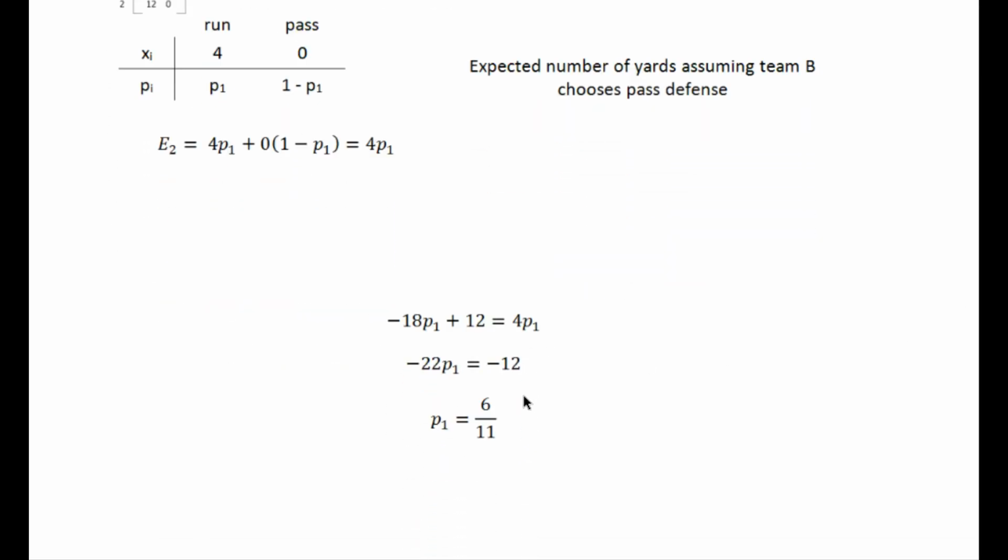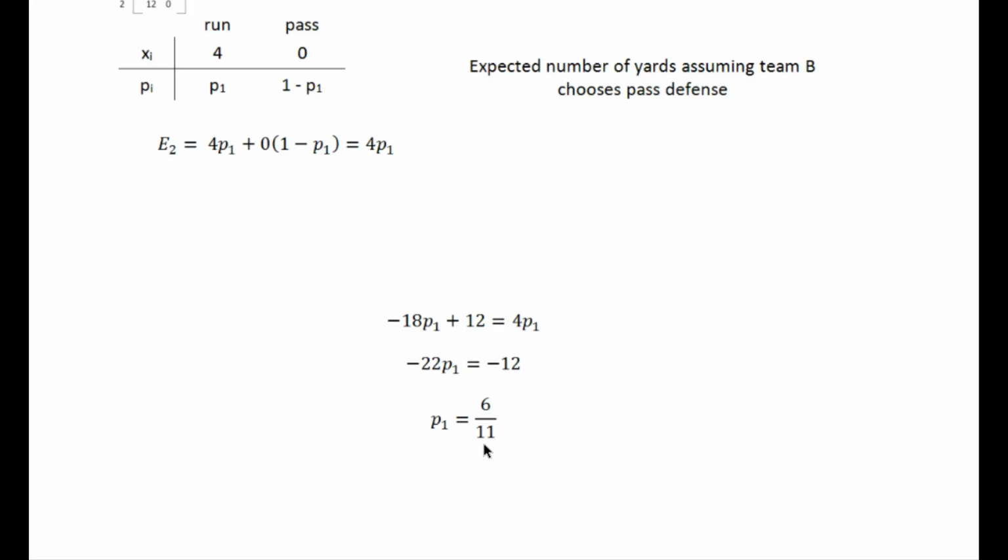And we'll do a little bit of algebra to solve for p1, and we get that p1 is equal to 6/11. So if we look back up here, we called P1 the probability with which Team A should run the ball. That tells us that Team A should run the ball 6/11 of the time. What that would tell us is if Team A was going to run 11 plays, they would run 6 of them, and of course they should pass 5 of them. We'll call that the optimal strategy for Team A.